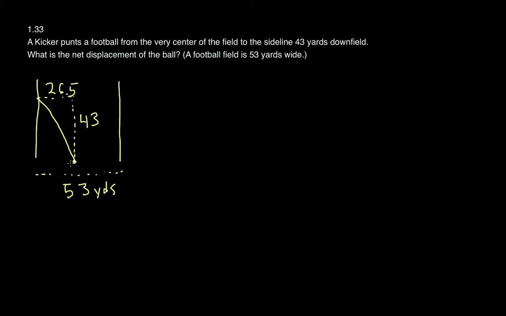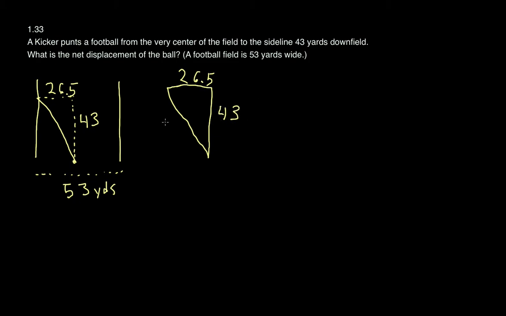And so we're asked, what is the net displacement of the ball? So we want to know essentially this line right here. And so you can see it lining up into a Pythagorean theorem problem. And so let's just go ahead and redraw the triangle. So we know this is 26.5. We know that this is 43.